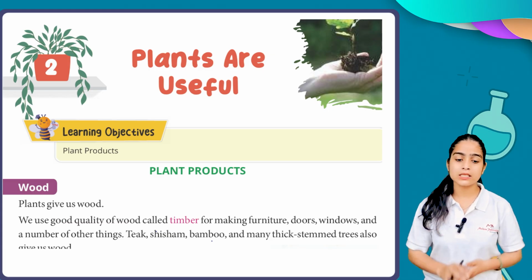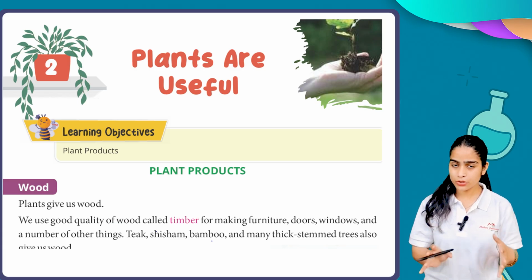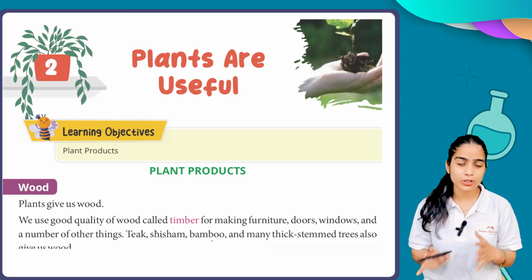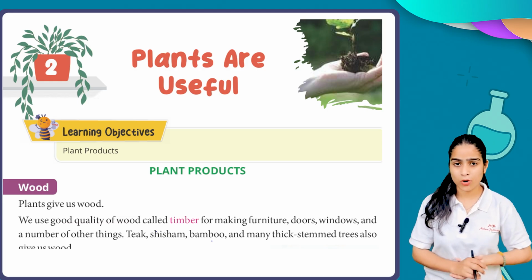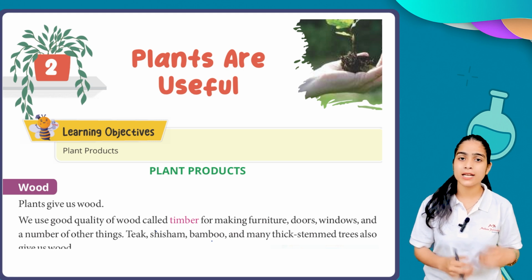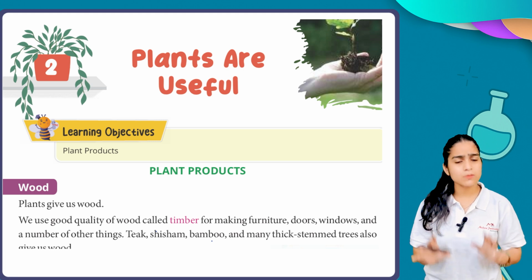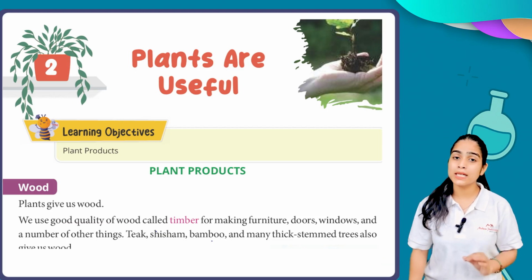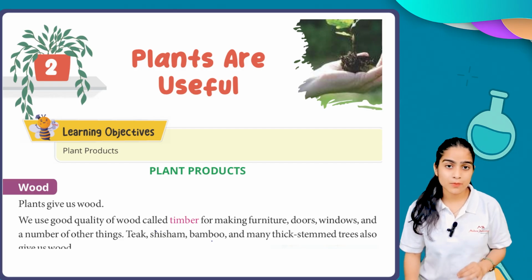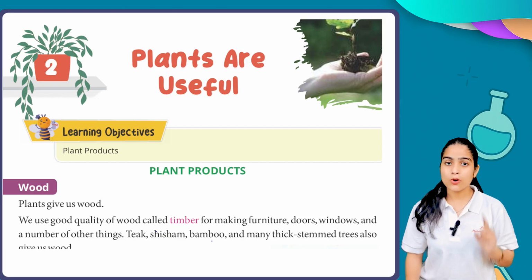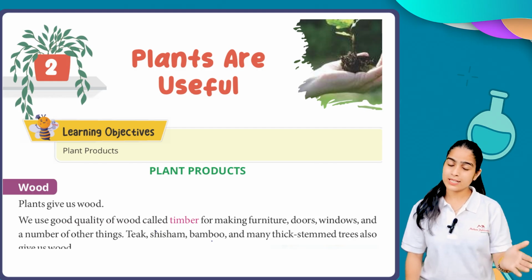So, before starting this chapter, I want to ask you a question: do you think that plants are useful in your day-to-day life? Yes or no? If you say no, then what is the reason? What are the things you observe about the plants that make you think plants are not useful for us? And if you think yes, plants are useful to us, then you have to list 10 things that show why plants are important and useful for you. So you have to complete this first and then move forward to this chapter. So let's get started with this chapter.